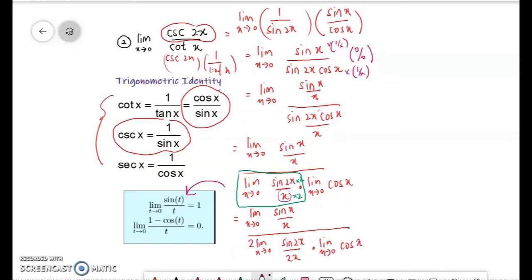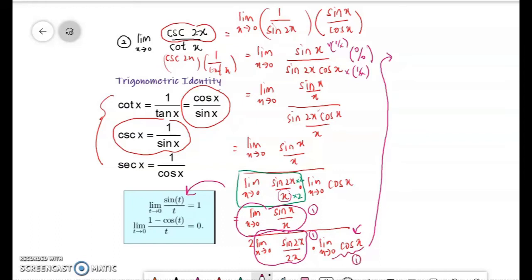Now you substitute 0 for x. For this part you get 1, and for this part you also get 1. How about cosine x? Substituting 0 for x, cosine x equals 1. So writing down everything, you have 1 for the numerator. For the denominator, you have 2 here, then 1, and another 1. So it will be 1 over 2.